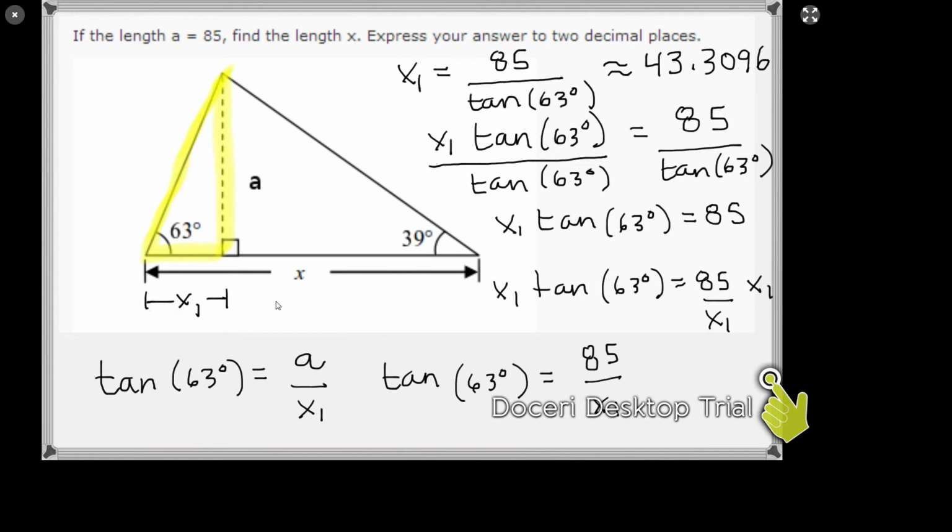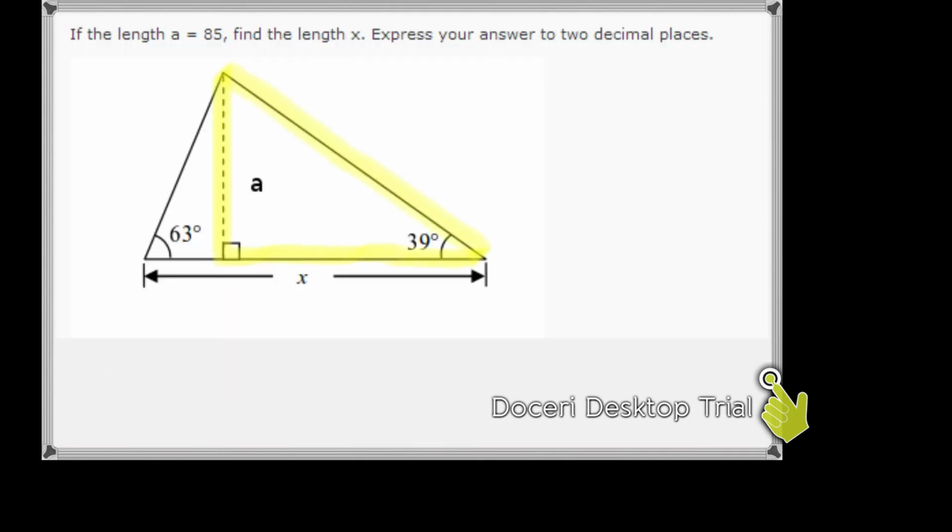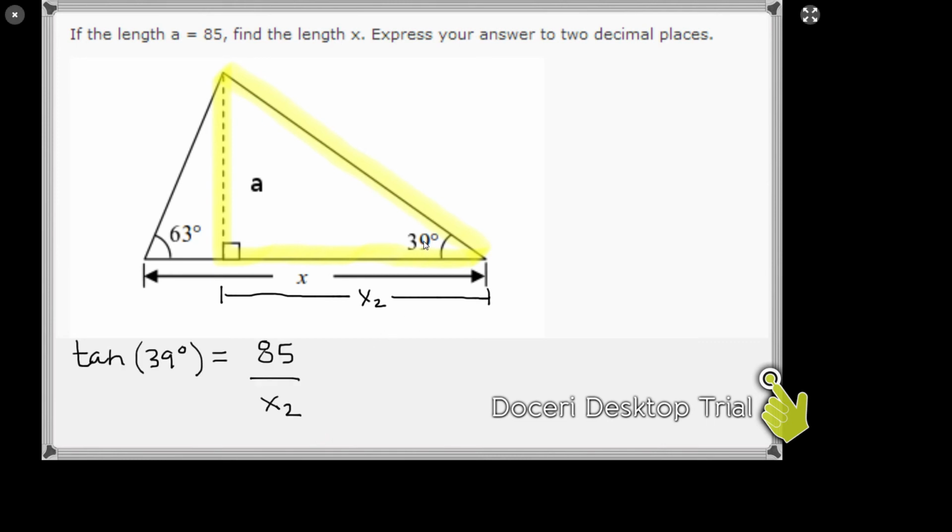What I'm going to do next is play the same game, but with this right triangle here. This triangle that I just highlighted, I'm going to call the length of this part x2. Again, the same relationship is there. I have 39 degrees at this angle right here, and in this triangle A would be the opposite, and x2 would be the adjacent. So tangent is opposite over adjacent, and I know that A is 85 in this particular problem.